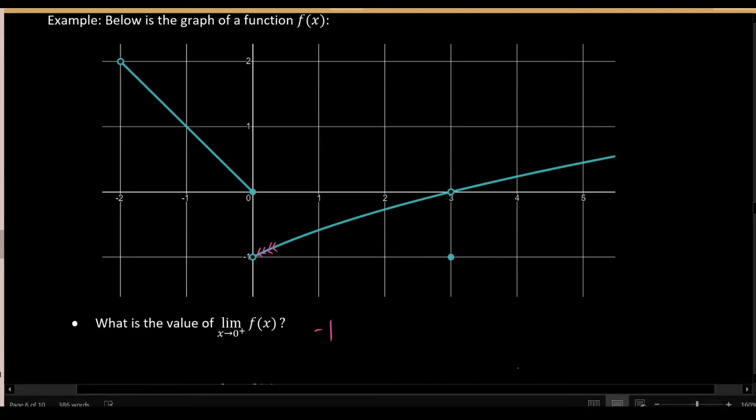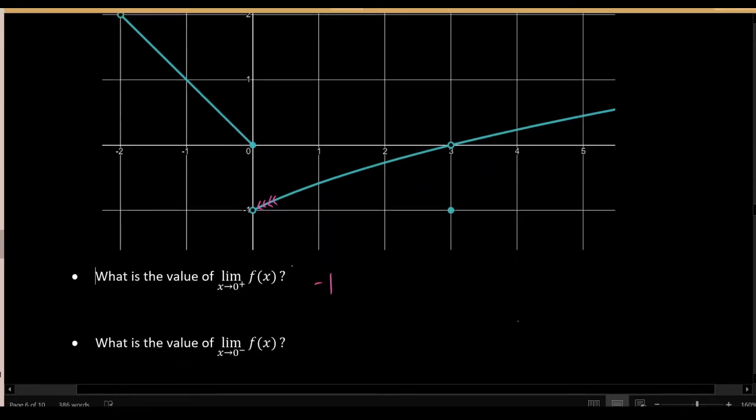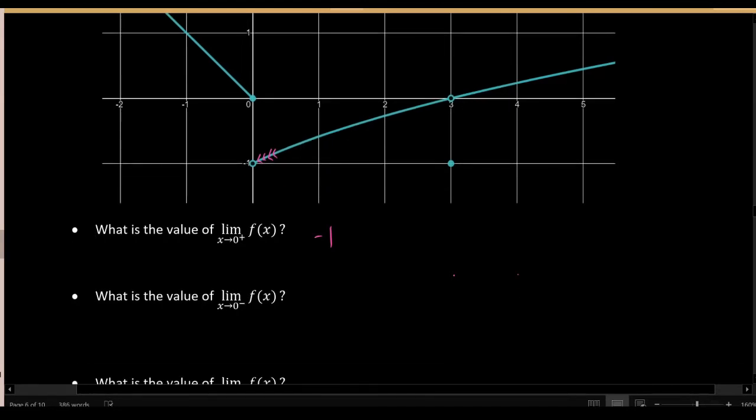What's happening on the left side does not matter for this question. The fact that there is a hole at x equals 0 does not matter for this question. The limit as x approaches 0 from the right is only concerned with this little region here indicated by these pink chevrons. What's happening close to 0 on the right-hand side of 0.